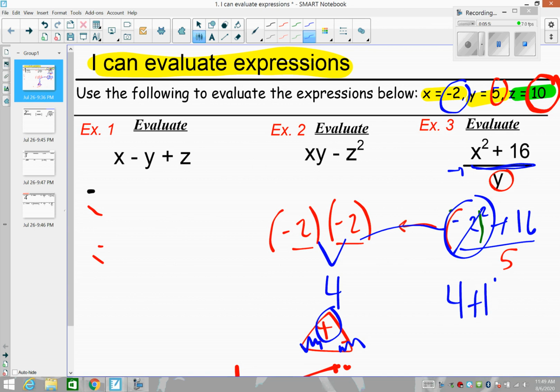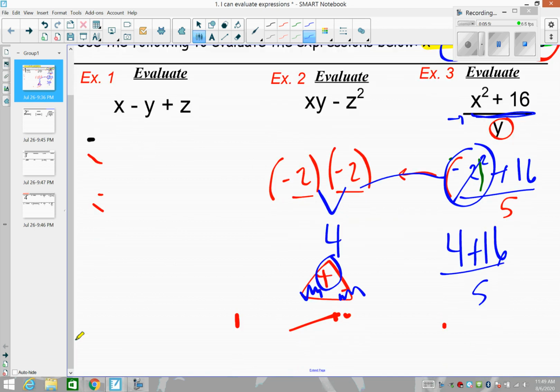We're then going to add 16 and then we will divide by 5. So we have some easy math happening here. We don't need to tug of war anything in that numerator. It's simply 20 divided by 5. And we know that 20 divided by 5 is equal to 4. Okay, so that's our learning target today. I can evaluate expressions. We're going to do some more.